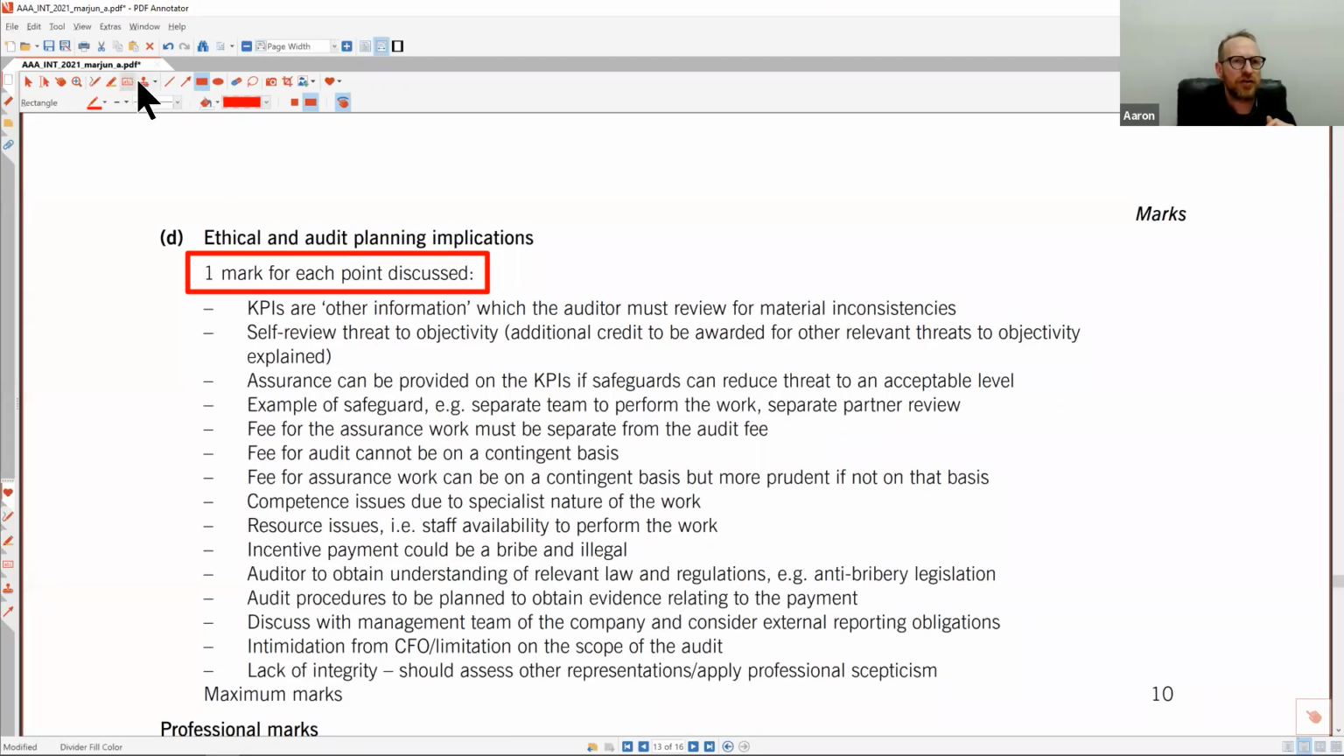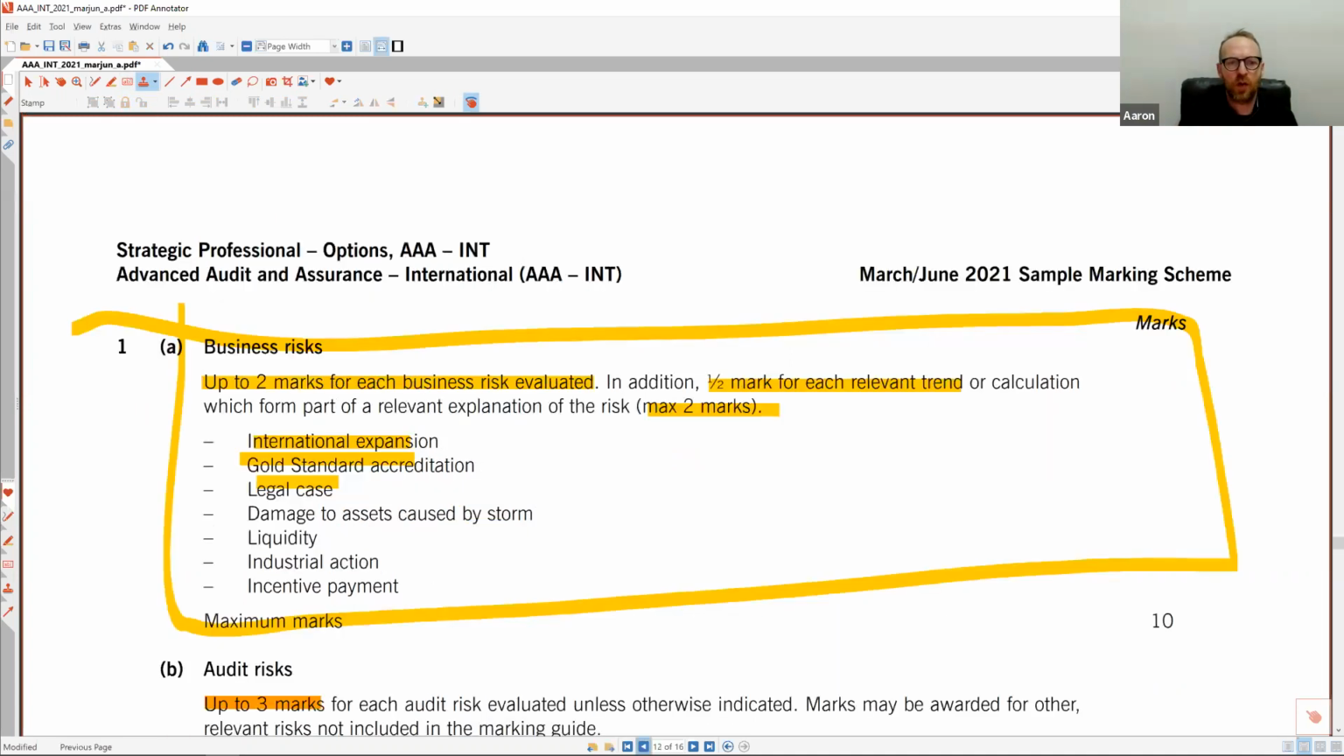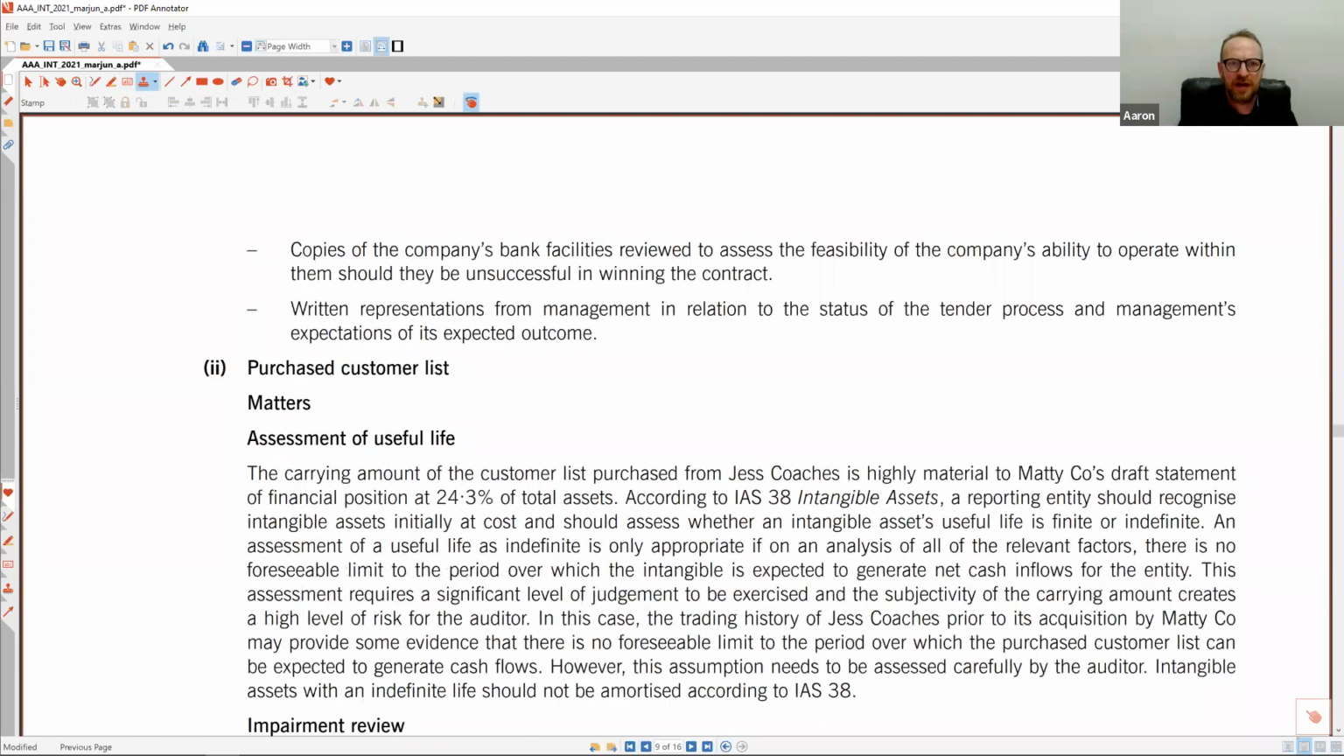So again, what are they giving you? They're giving you marks for the example of the safeguards, separating it from the audit fee, can't be on a contingent basis. Again, look, these are all things that you will come up with through doing previous exam papers, through practicing these ethics questions, and you'll find things that recur and recur, okay? Just thinking about the discussions, let's just see what way they have discussed it in the answer.